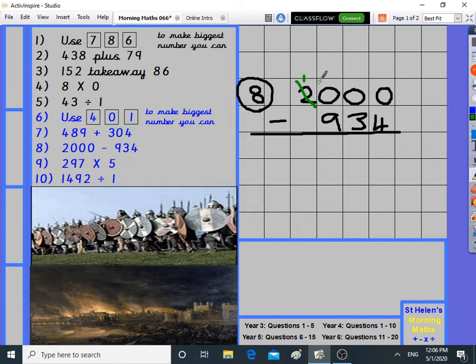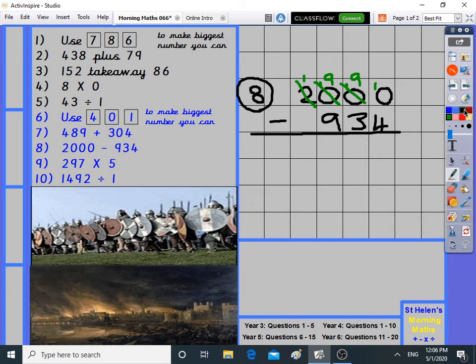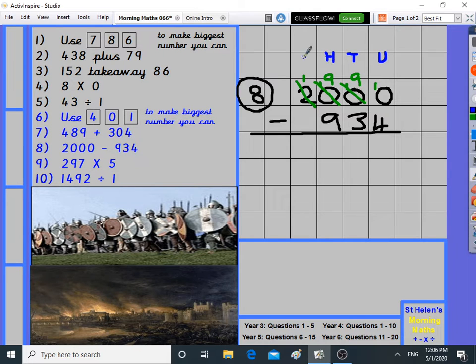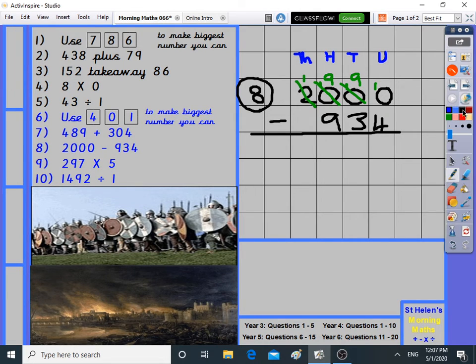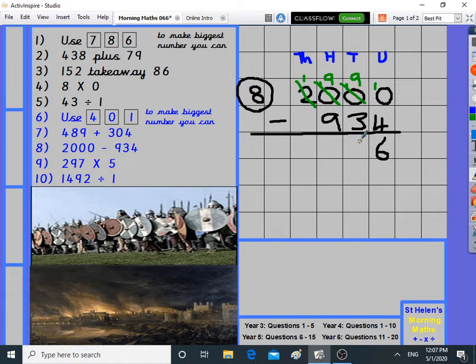Goes down to a 1, lends a 1. Then this 10 can go down to a 9 and lend a 1. And this 10 can go down to a 9 and lend a 1. And we finally get what we need in the units column to do 10 take away 4. 10 take away 4 is going to be 6. 9 take away 3 is 6. This is a famous date coming up. 9 take away 9 is 0 and 1 at the front. 1066, or if it's a year, you say 1066.